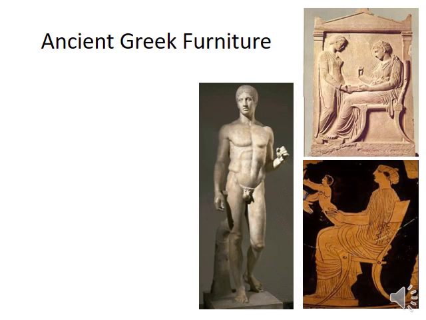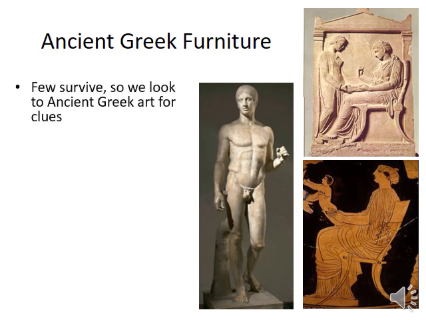Now taking these historical contexts and concepts into the study of ancient Greek furniture, just like the Egyptian furnishings, unfortunately we don't have a lot of original ancient Greek furniture that survives today. So what we do, in fact, to study what the styles were, what the proportions, what the materials were, is we actually look to ancient Greek art for these clues.